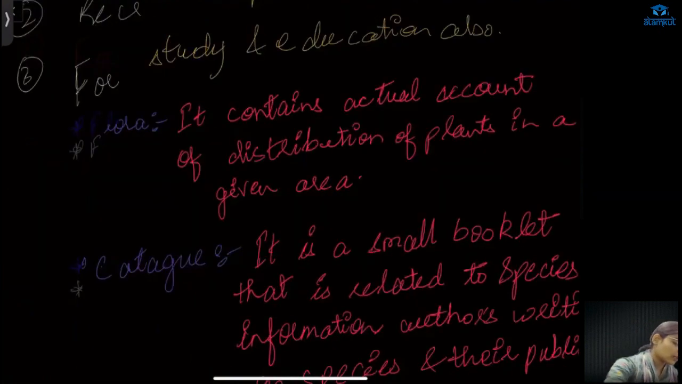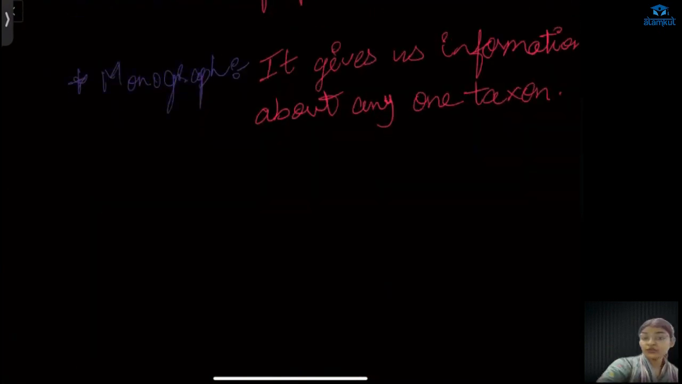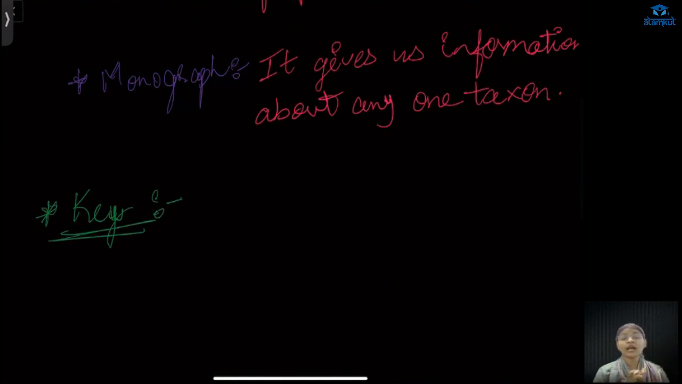One more thing will come under this category of taxonomical aids, and that is key. What is key? Keys are used for identification of plants and animals which have similarities and differences. If we talk about two animals like cat and lion, what are the similarities between cat and lion and what are the differences? The key will contain that kind of information. Keys are used to compare one species with another species.